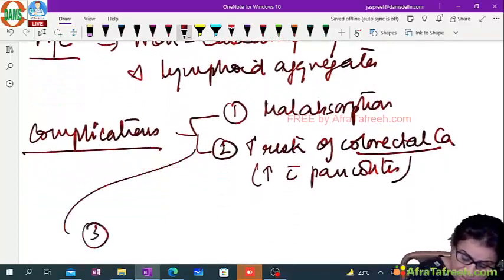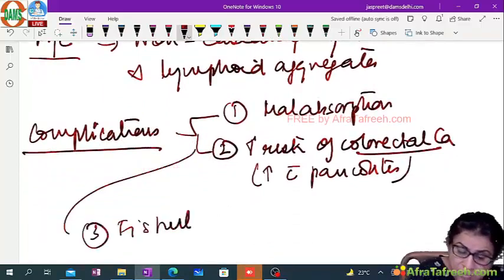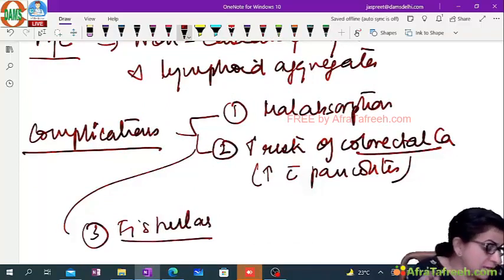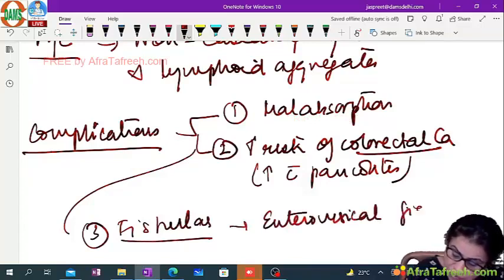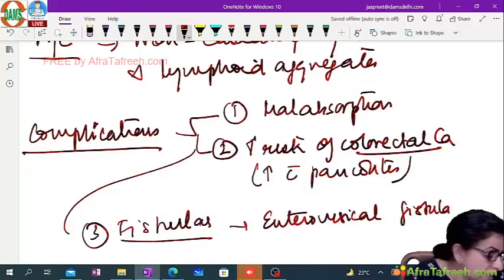Third complication, as we saw, there are fistulas. The patient has fistulas. Okay, which fistulas? Enterovesical fistula, a fistula connecting the intestine to the bladder.